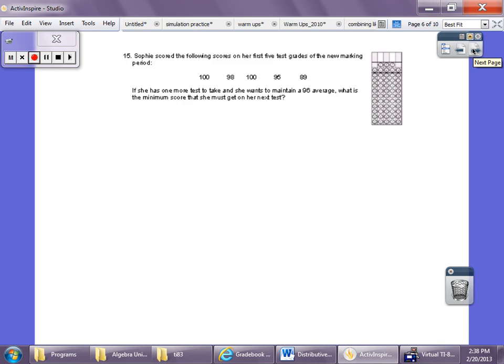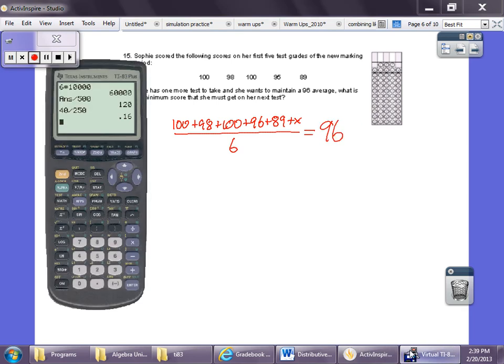Question 15. Sophia scored the following scores on her first 5 tests. If she has one more test and she wants to get a 96 average, what is the minimum score? So that's when we add all of our values together. And now we have our x. We divide it by our total number, which is 6, and we want to keep this average of 96. So we add up all of our values.